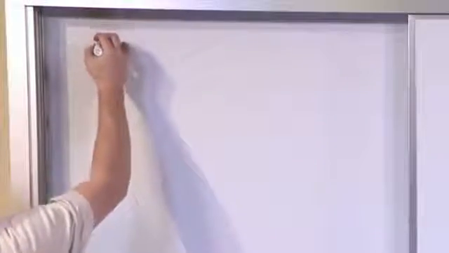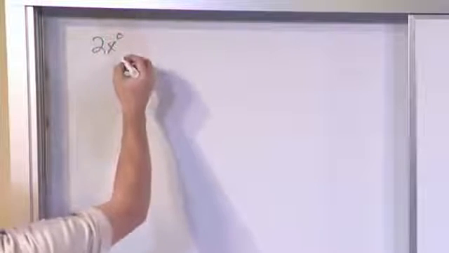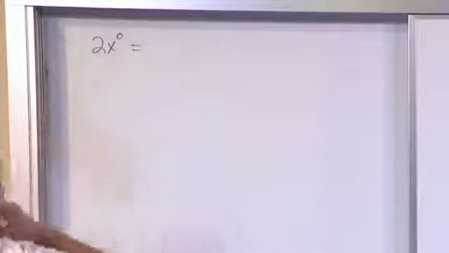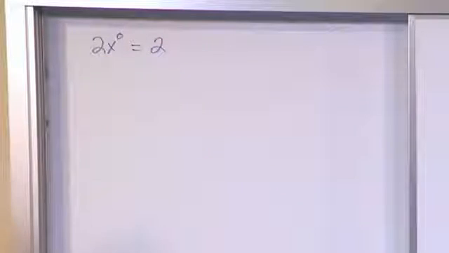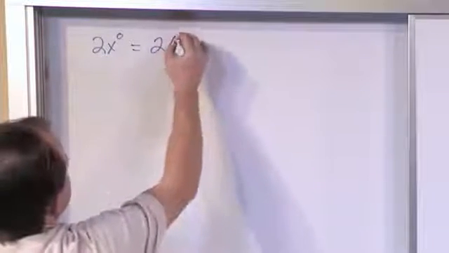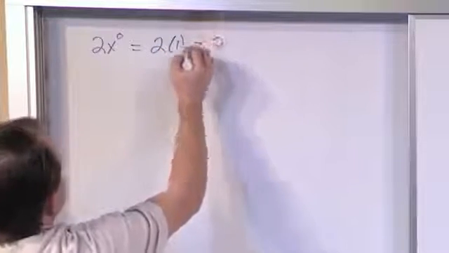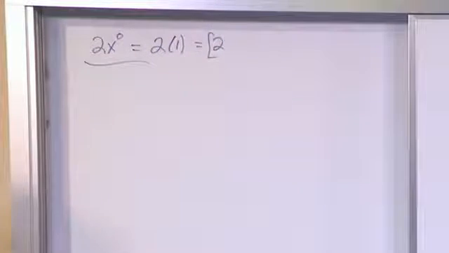All right, what if you have 2 times x to the 0 power? What are you going to get there? How do you simplify that? Well, you'll have 2 times this guy. What is x to the 0? Well, we just talked about it. Anything to the 0 is 1, so you'll just get a 2. That's the answer. If you put that in and calculate that, you'll always get 2. The x to the 0 just drops out because it's equal to 1.